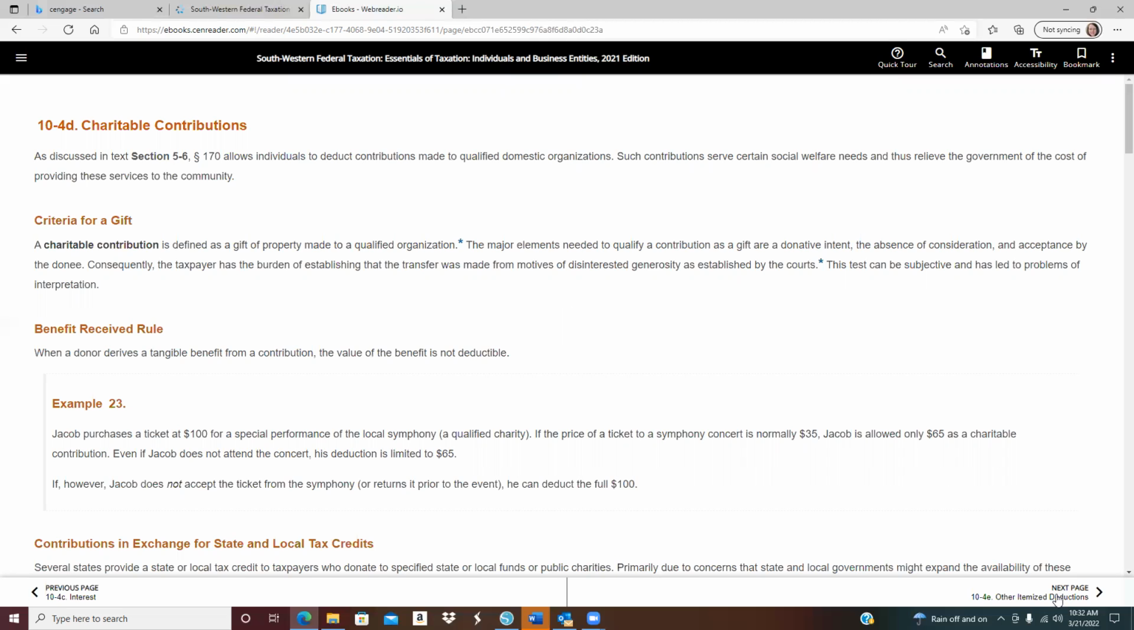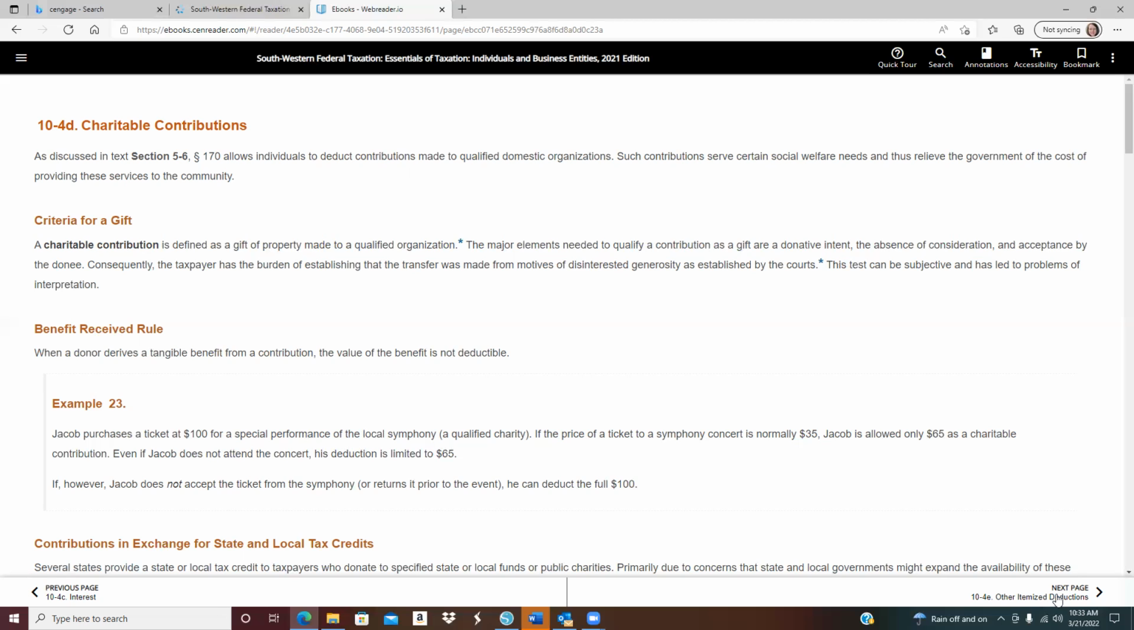All right, let's talk about charitable contributions. Section 170 of the code allows individuals to deduct contributions made to serve social welfare needs and thus relieve the government of the cost of providing these services to the community. What is the criteria for a gift? So, a qualified organization. The major elements needed to qualify a contribution as a gift are that you have to be donating with nothing in return.